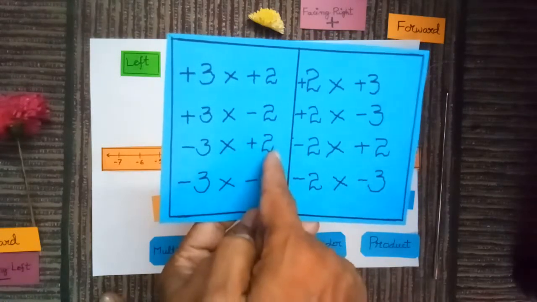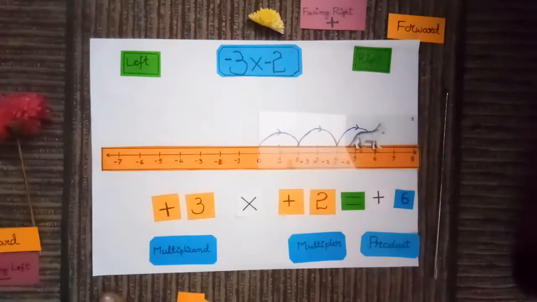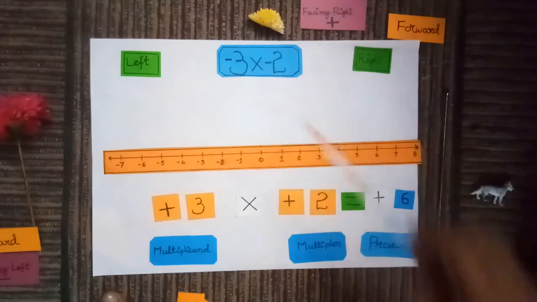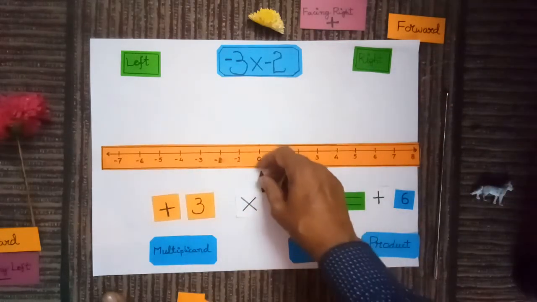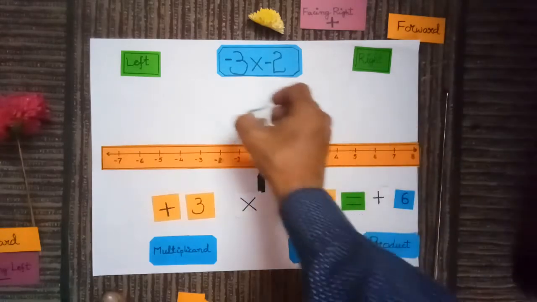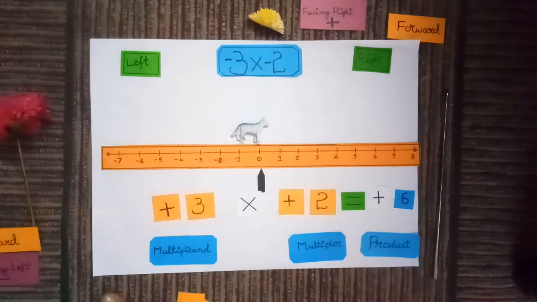Similarly, plus 3 into minus 2, minus 3 into plus 2, minus 3 into minus 2. So let us take them one by one now. So let me remove this and this also. Okay, let me keep the pointer here exactly, and the dog, let us imagine to be at 0.